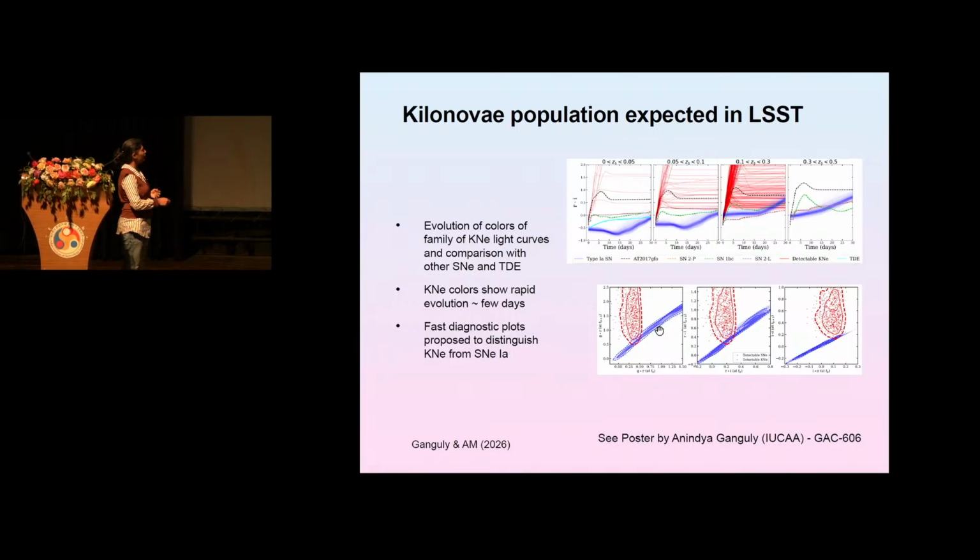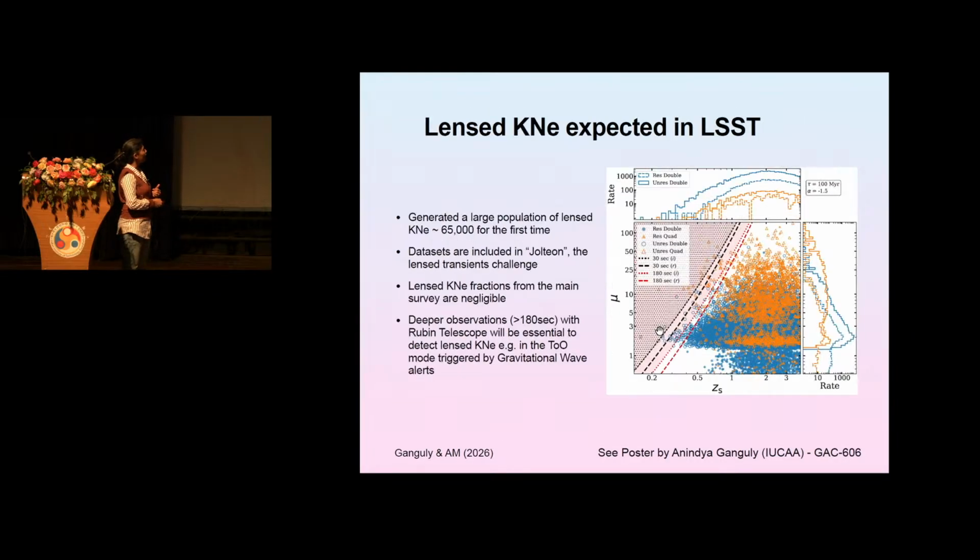What we have come up with is that if we look at this color evolution at the peak of the light curve versus the peak plus 3 days, we find that we can easily distinguish the kilonovae from the type 1 supernovae, because the kilonovae are much more rapidly evolving compared to the supernovae. There is a poster by Anindya Ganguly on this work, so please refer to that.